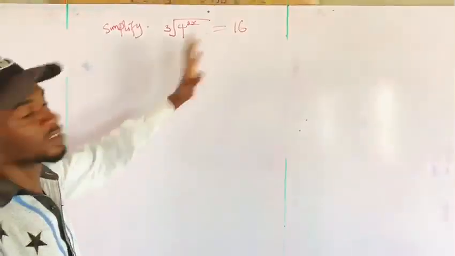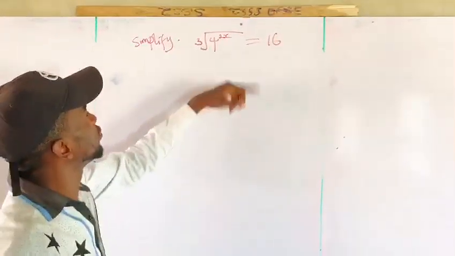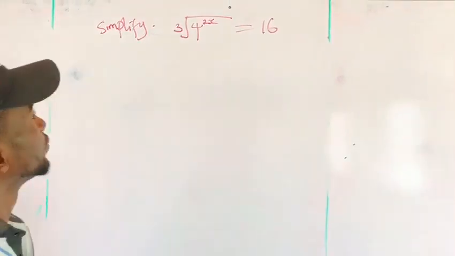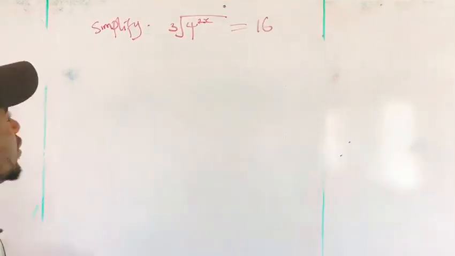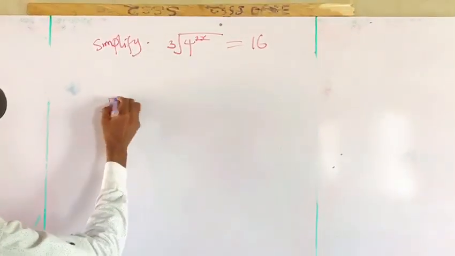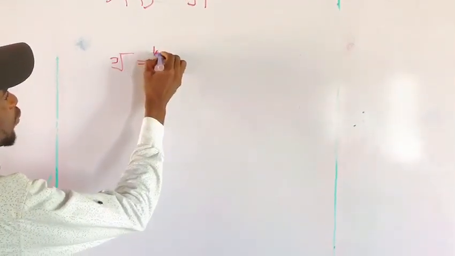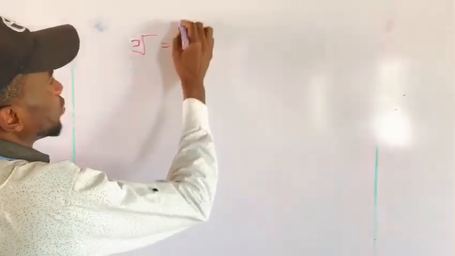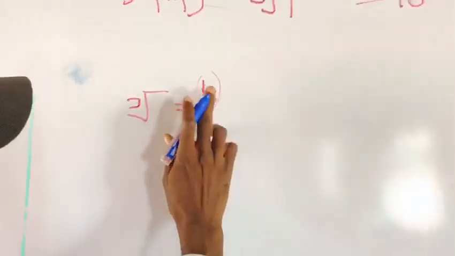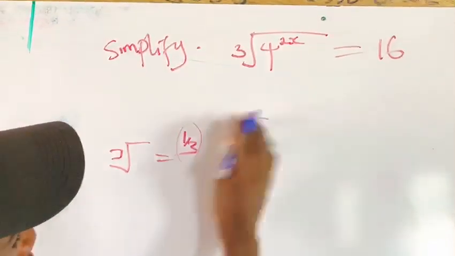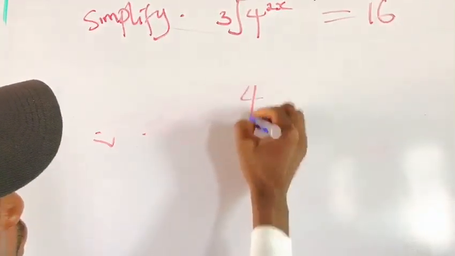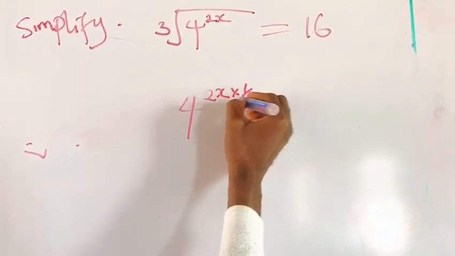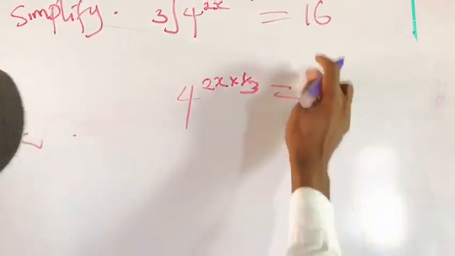We are going to be solving this example. This example says the third root of 4 raised to the power of 2x is equal to 16. Now, I told you guys before that whenever I see a third root like this, it's the same thing as raised to the power of 1 over 3. So this third root, we are going to change it to the power of 1 over 3. So from here we can say this is 4 raised to the power of 2x multiplied by 1 over 3, and this is equal to 16.